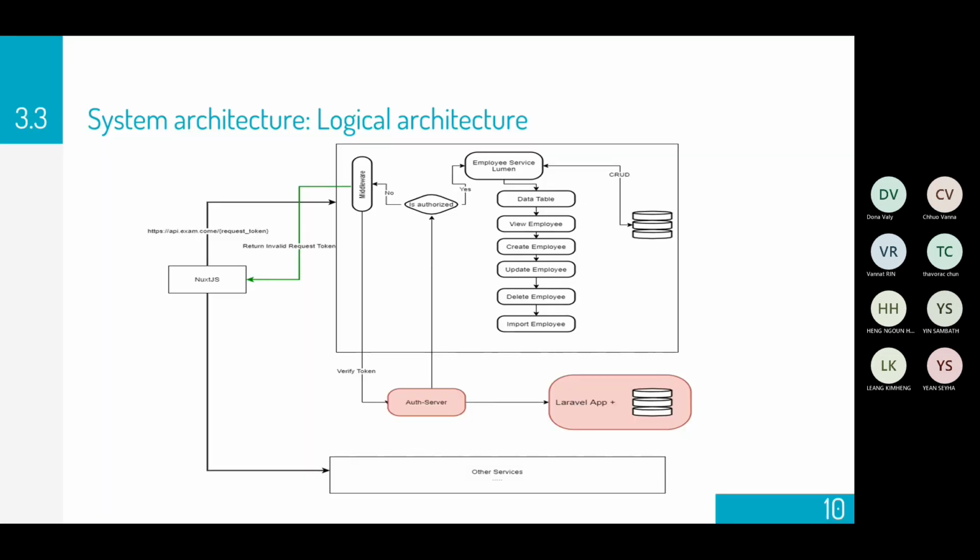3.3 Logical architecture. This logical architecture presents the process of the employee service. First, the client goes to the employee service, then the middleware will verify the token with the auth server. If the token is verified, it will be stored in temporary data. If it's not verified, the middleware will send an invalid token request back.